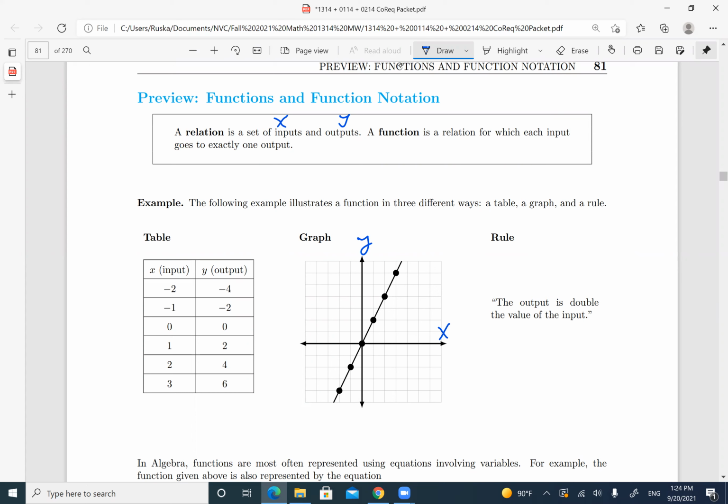And then the rule, which is also like a formula: the output is double the value of the input. So that means, what is the formula here? Y is equal to 2 times X, right? This is like a formula. So each Y is doubling the X. So you have -1 times 2 is -2, 1 times 2 is 2, 2 times 2 is 4, 3 times 2 is 6. So everybody understand the three different ways of representing a function? Any questions here?